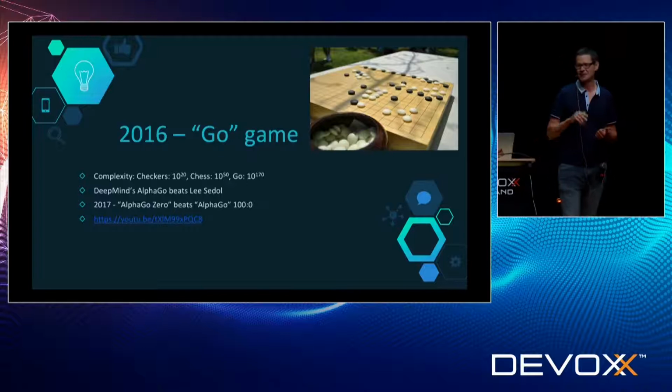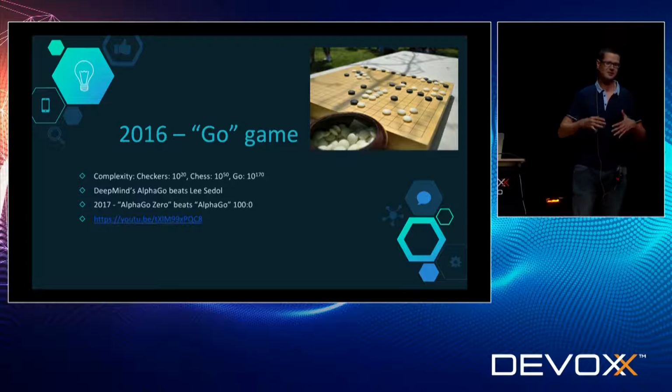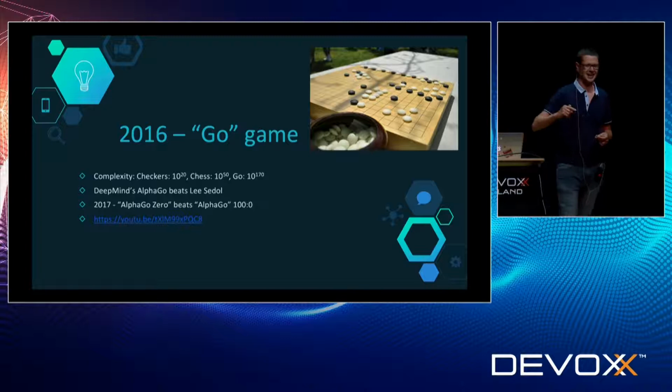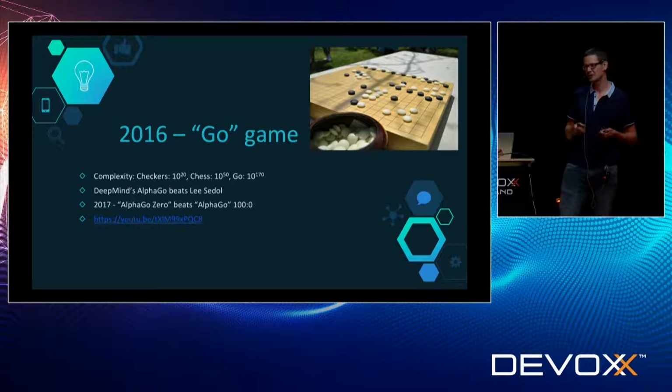Because the complexity of Go is far bigger than chess, which means for a long time there wasn't a computer that could beat a human player, until 2016 happened, and DeepMind's AlphaGo program beat the human champion of that game at that time. And this is actually pretty amazing.